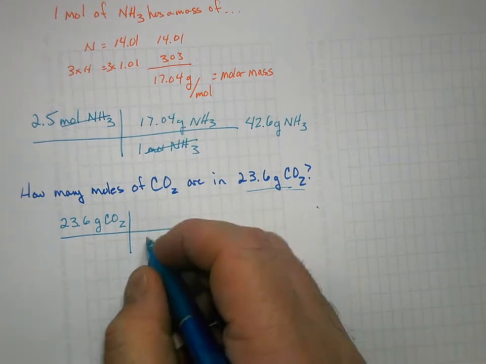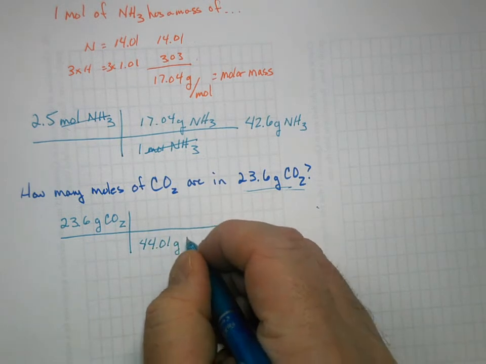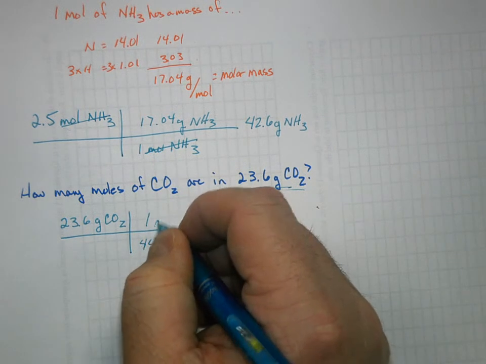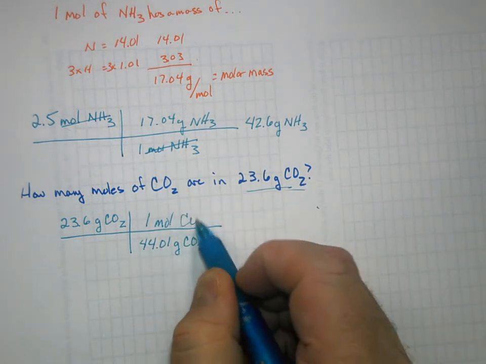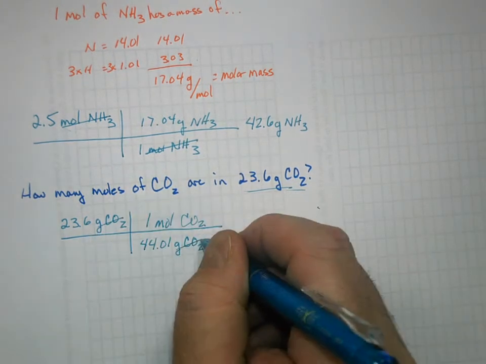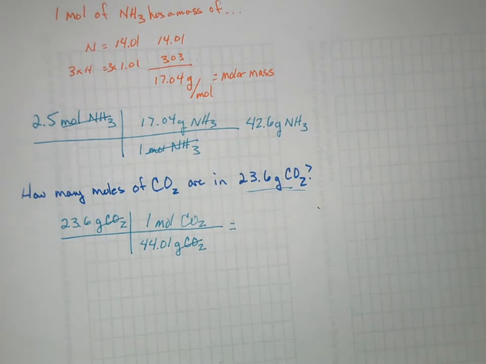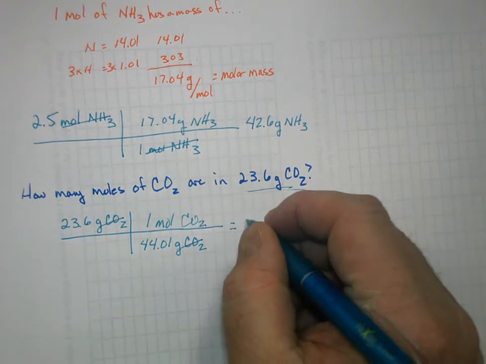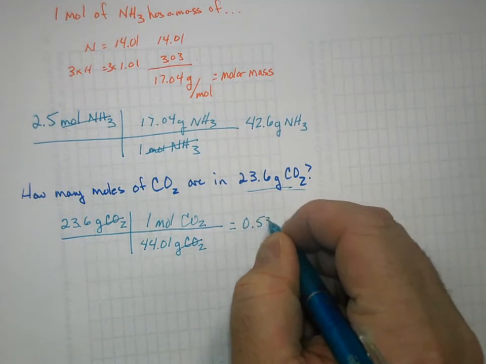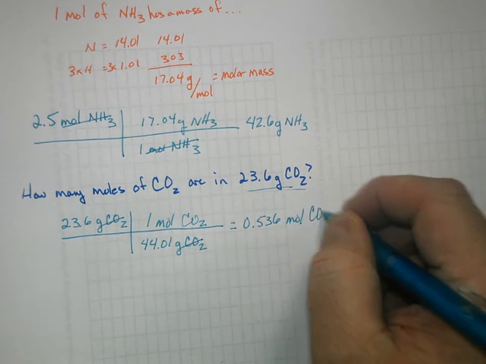So, that should be 44.01 grams of CO2 equals 1 mole of CO2. Cross cancel our units. Multiply across, divide, and we get, Nick, you on that? Too late. And this winds up being 0.536 mole of CO2.